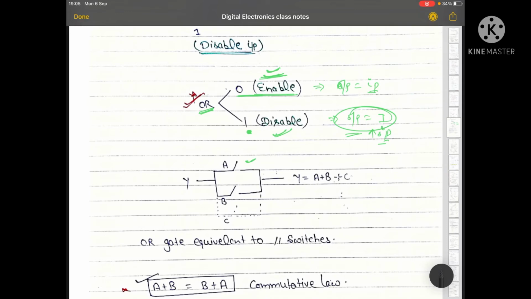This is our circuit diagram, or you can call it a switch diagram also. For example, if you have two switches, switch A and switch B, then for our output Y equal to A plus B, our output will be 1 when either of these switches is on. A and B are two switches: 0 0, 0 1, 1 0, 1 1. If both switches are off, then our output will be 0. If any of these two switches is on, then our output will be on. If both switches are on, then also our output will be 1. So this is our switch diagram.